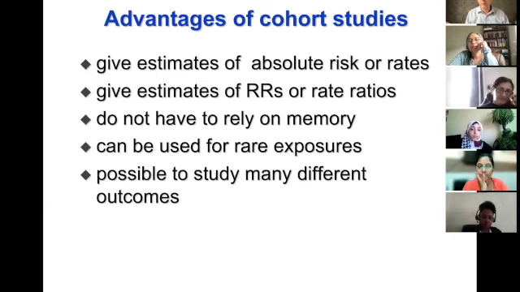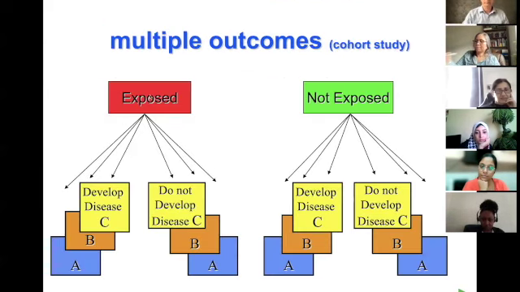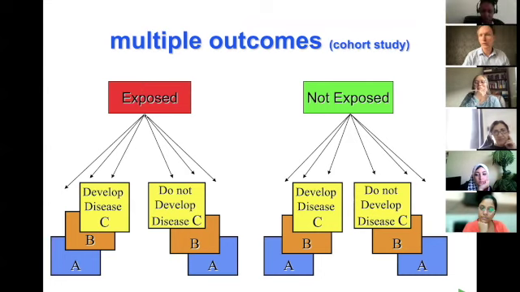So you can have a look at lots of different outcomes, because if you've got one exposure, you can measure lots of different diseases which might be the result. A very good advantage of the cohort study design. It's represented here in this slide, but I think this is quite clear. Jennifer, you've got a point.